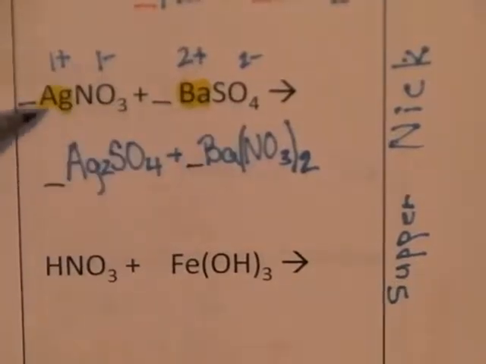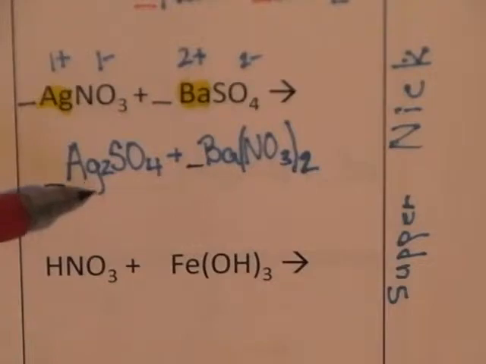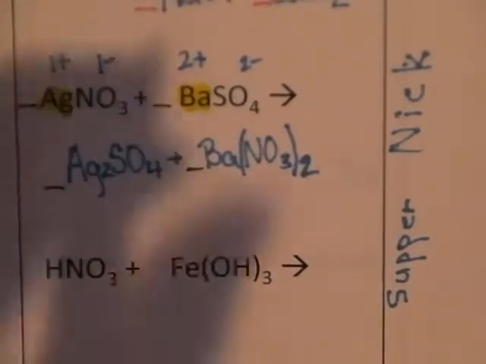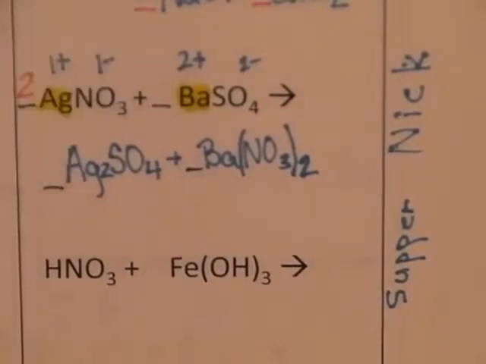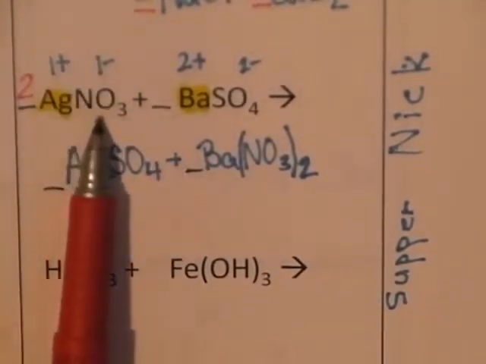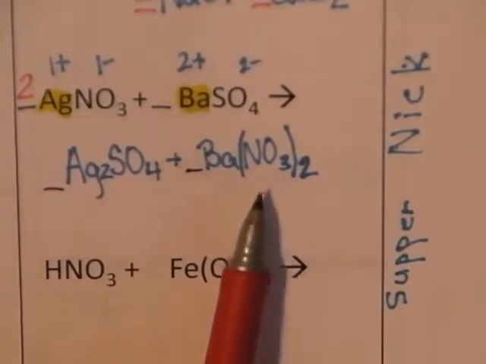Okay, how many silvers here? 1, and how many here? 2, right? There's 2 silvers here, so what do I write here? Good. A 2. How many NO3s here? 1. And how many NO3s here?